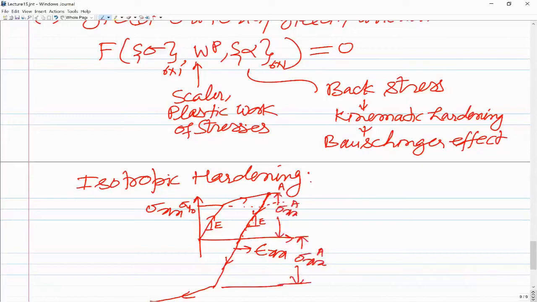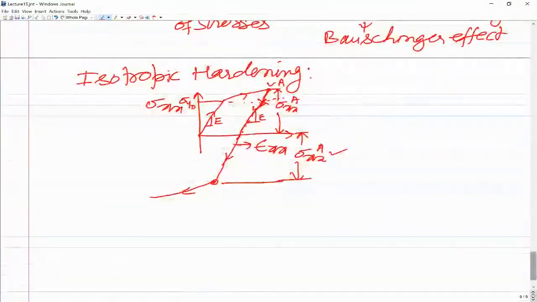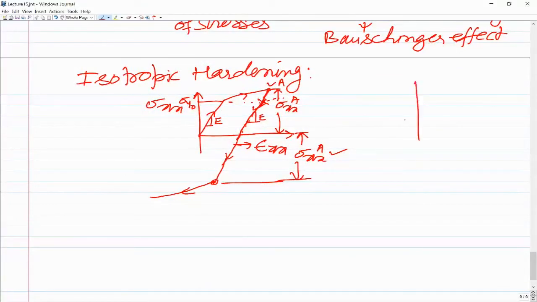So this is known as isotropic hardening. If you unload and reload, the yielding will start at this point A. It will not happen at this point. And if you are unloading and then going into the compression, the yielding in compression will take place at a stress level which is same in magnitude, equal to the stress at point A, that is sigma xx at A. So this is known as isotropic hardening. We get this information from experiments.